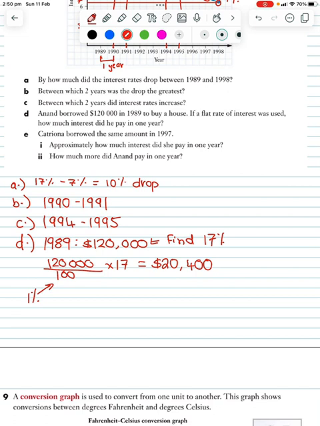All right, I'm not going to do E. You can do E in your own time. So borrowing the same amount, but in 1997, you want to find out how much interest she paid and then how much more she paid in that year.